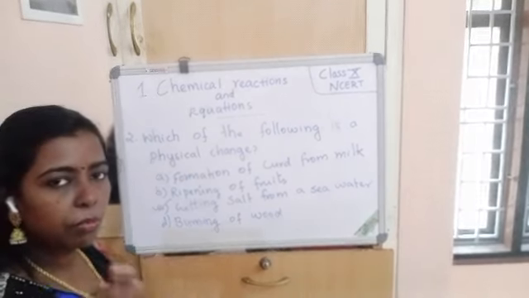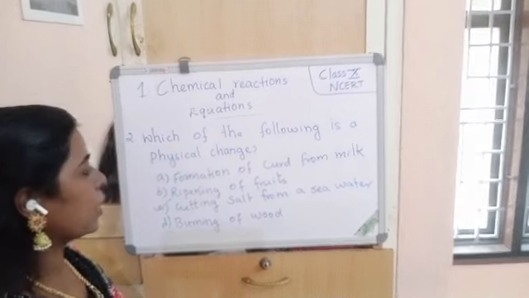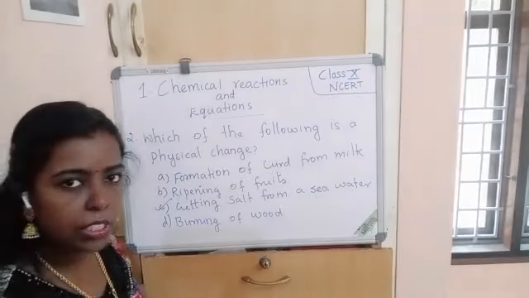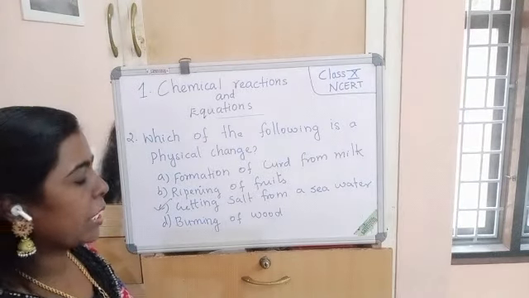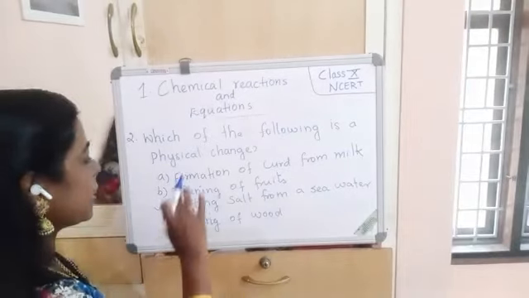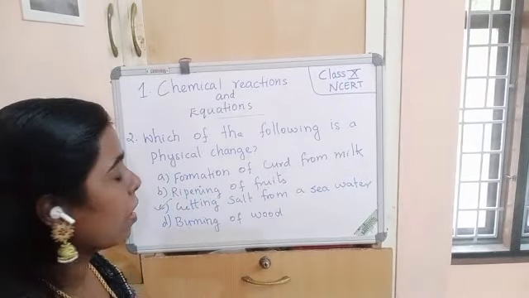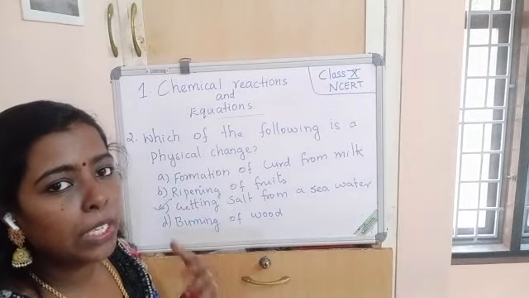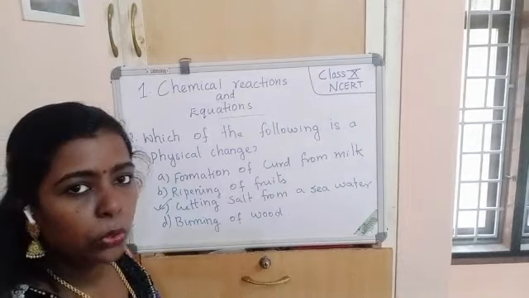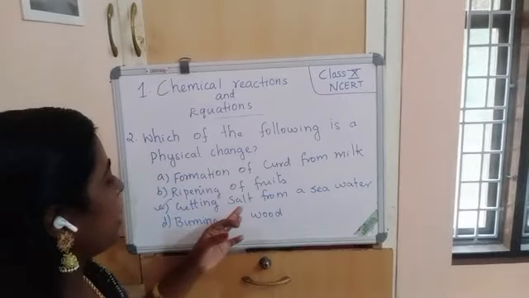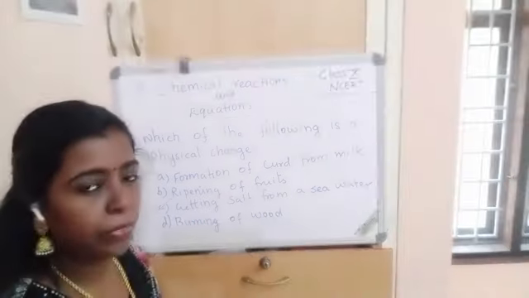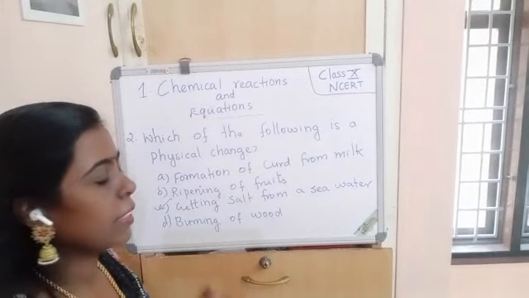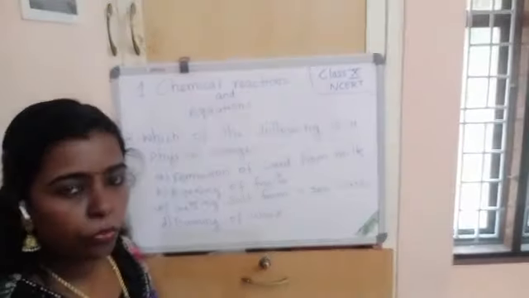Formation of curd from milk is an example of a chemical reaction. Ripening of fruits is an example of a chemical reaction. Burning of wood is also an example of a chemical reaction. All these three except option C are chemical reactions. We cannot recover the reactants from the products. But getting salt from seawater is a physical change. We can convert the salt back into water.